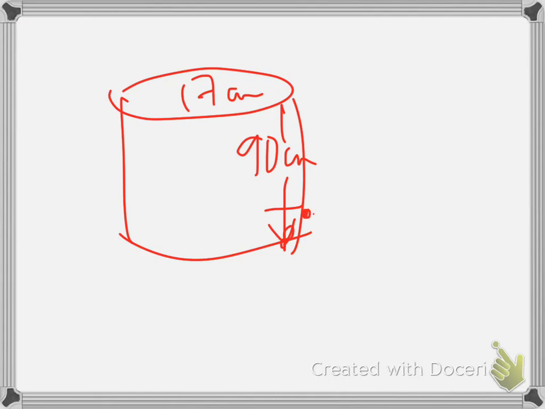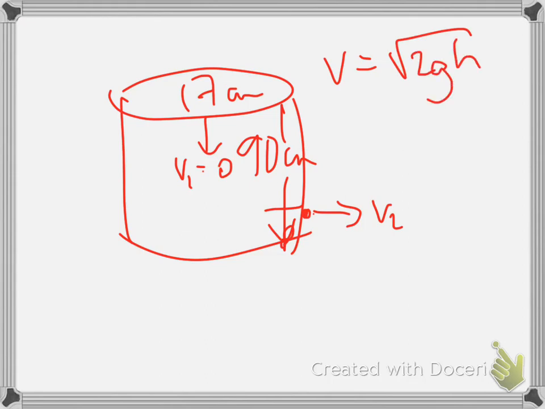We can do out the whole Bernoulli's and say that V1 here is essentially 0. We want to know what V2 is. You guys all love shortcuts, so I'm just going to give it to you. It's radical 2GH. G is 9.8, H is 0.9 meters, is what you're going to want to plug in. That will tell you what it is, 4.2 meters per second apparently.